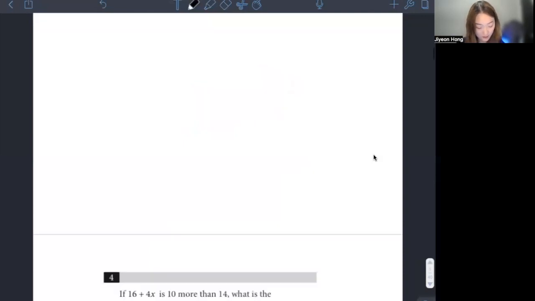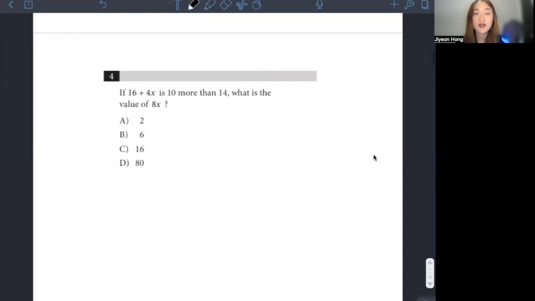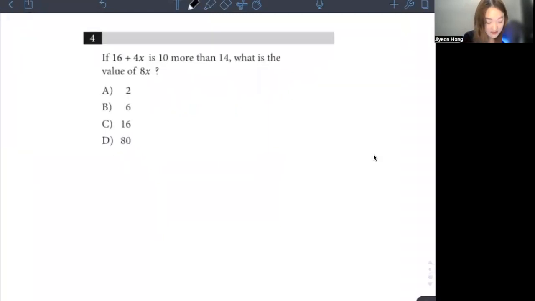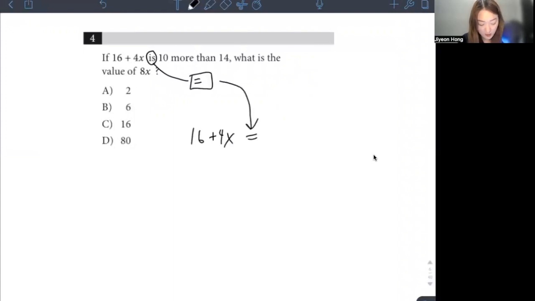All right, number 4. If 16 plus 4x is 10 more than 14, what is the value of 8x? If you are having trouble with word problems, there are certain words that directly translate into mathematical figures, the most common example being the equal sign. So 16 plus 4x is 10 more than 14. So from 14, we're going to add 10.